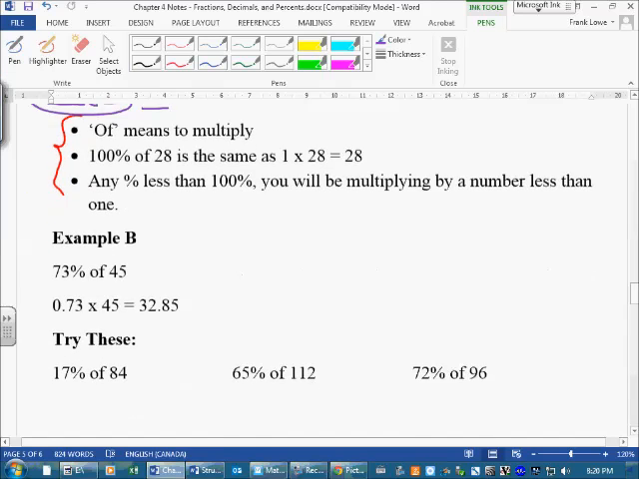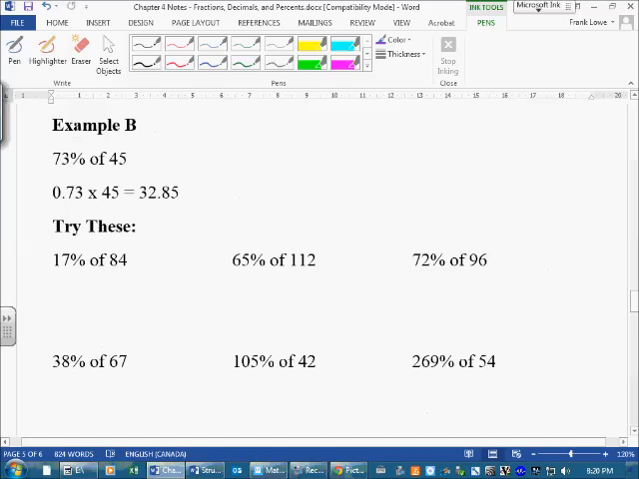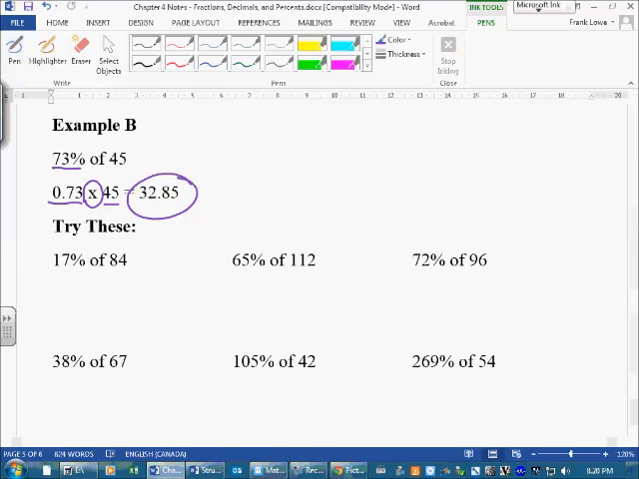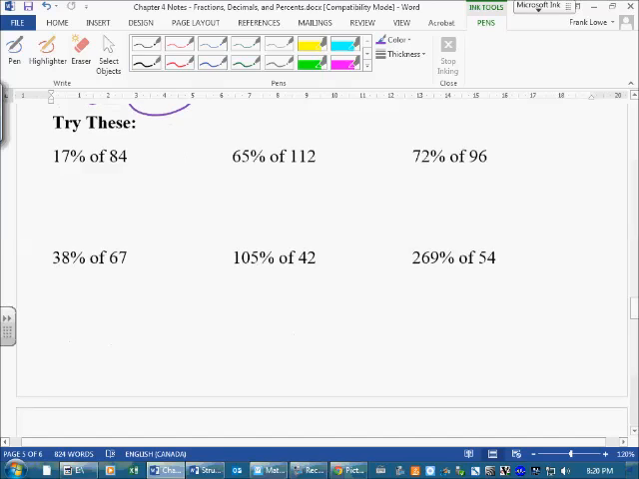Here's another example. 73% of 45. So we change 73% to 0 and 73 hundredths, and we multiply by 45, and that's what we get. Okay, so what I want you to do right now is pause the video and try these 6 right here. Then let's check them.